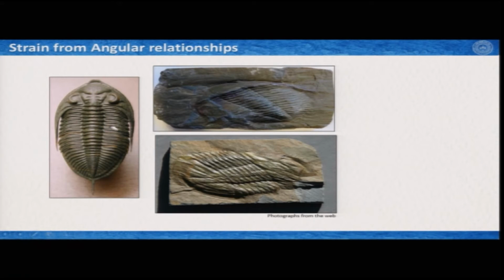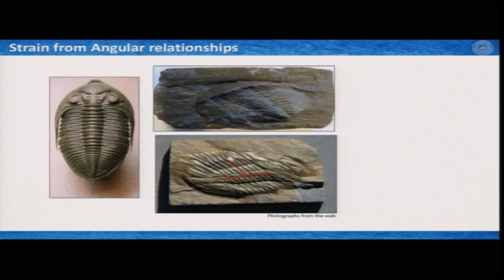Now I have two deformed images which I collected from the web, and I can clearly see that at least in this case this angular relationship is not maintained, and also in this case this angular relationship is not maintained. Now if I focus only on the angular relationships, then certainly I can measure the shear strain these two fossils, and therefore the rock, in these two rocks, the host rocks have suffered.